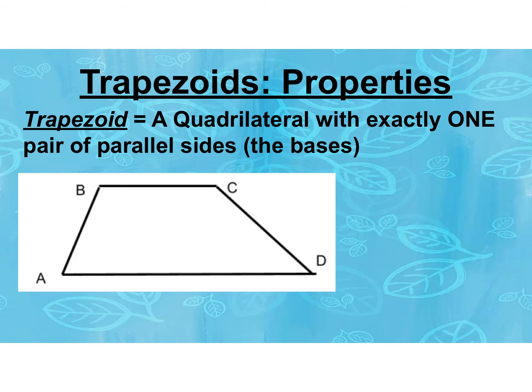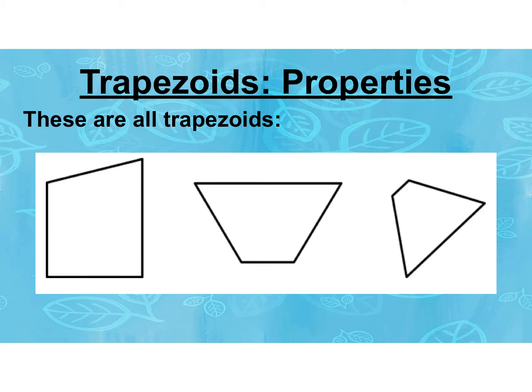A trapezoid is defined as a quadrilateral with exactly 1 pair of parallel sides, and those parallel sides are called the bases. So I can put my parallel mark here, and then I know that those are the bases. Wherever the parallel pieces are, you want to orient yourself so you know where the base is.